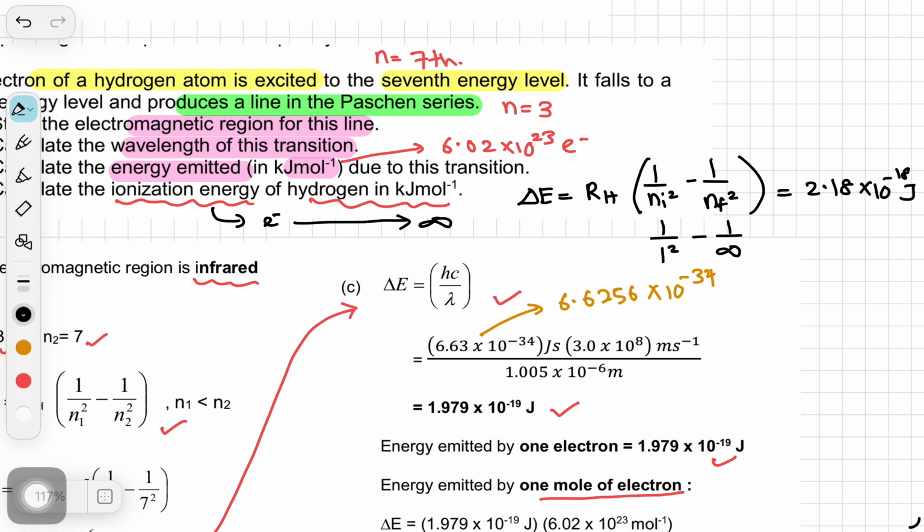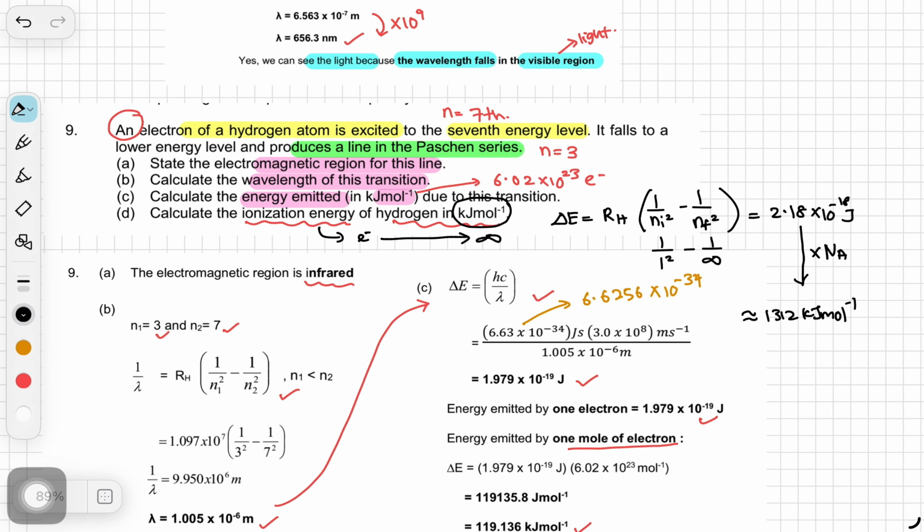Once you have that, this question is again asking you in kilojoule per mole. Therefore, all you do is multiply it with the Avogadro number. Your final answer should be about 1312 kilojoule per mole. So please look back at your lecture notes for this calculation and write it in.